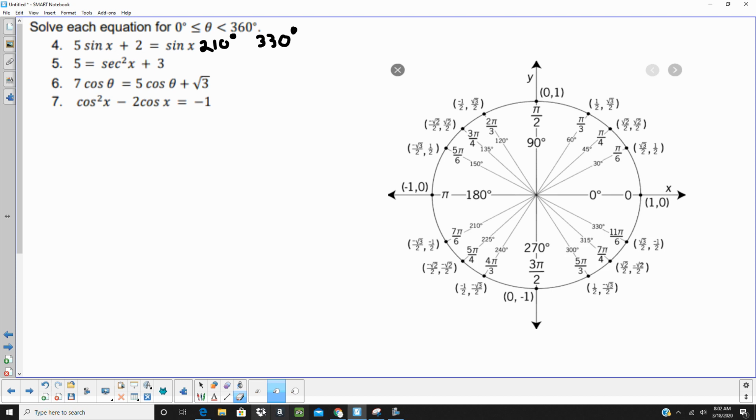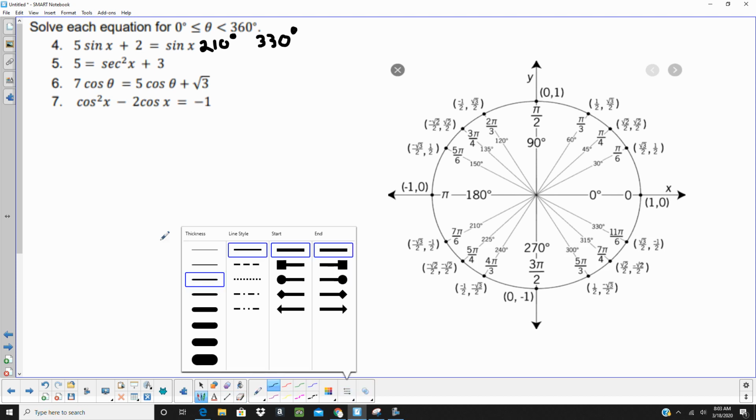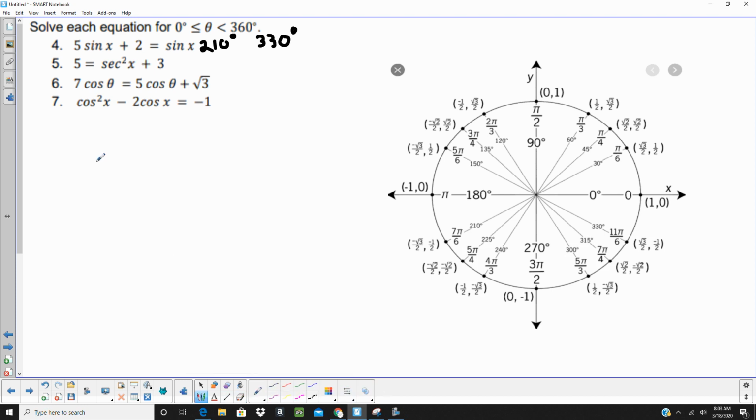So on number 5, that one's a little bit trickier. I see a secant, but we can handle that. So we're going to start with 5 equals secant squared plus 3. Apologize for my handwriting. I'm writing with a mouse. Again, I only have one trig function here, so I'm going to solve for that secant squared. Subtract 3, and you get 2 equals secant squared x.